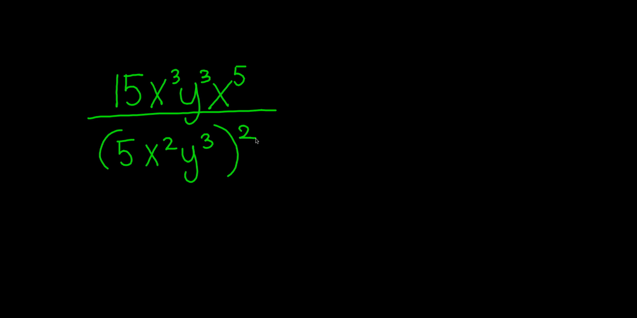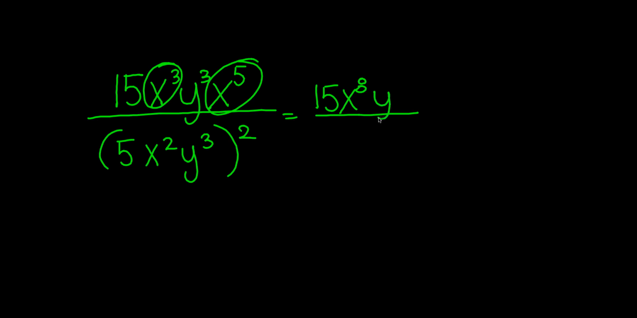Alrighty, so let's first start on the top. We've got 15, that's not really going anywhere right now. And we've got an x cubed and an x to the fifth, which is a total of 8 x's on top. And we still have 3 y's. And then let's go to the bottom. And so this squared, we have to square 5. That means 5 times 5. 5 times 5 is 25.